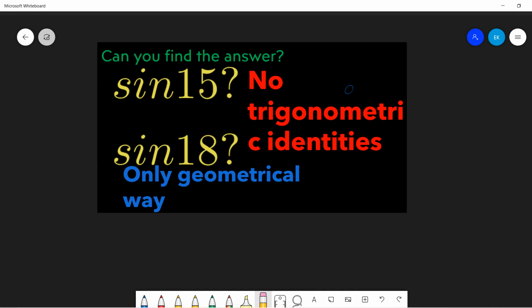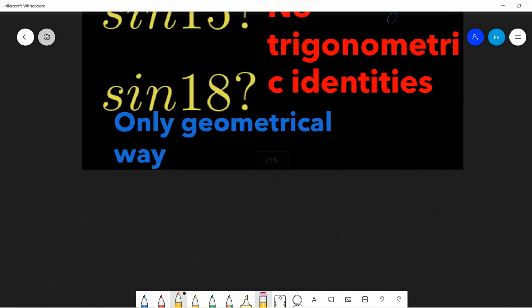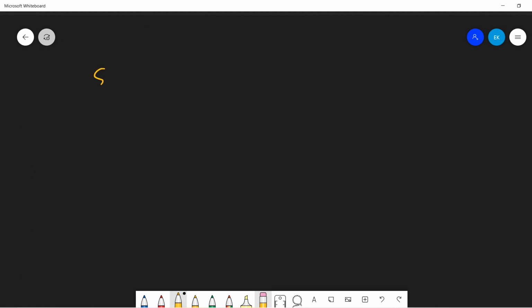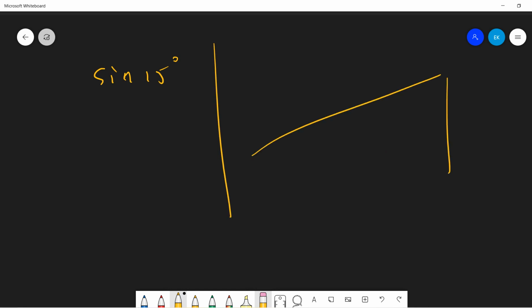So let's start from the simple one. The simple one is sine 15. Let me just clear this. So, sine 15. We are not allowed to use trigonometric identities, right? So there's no way that we can use them.